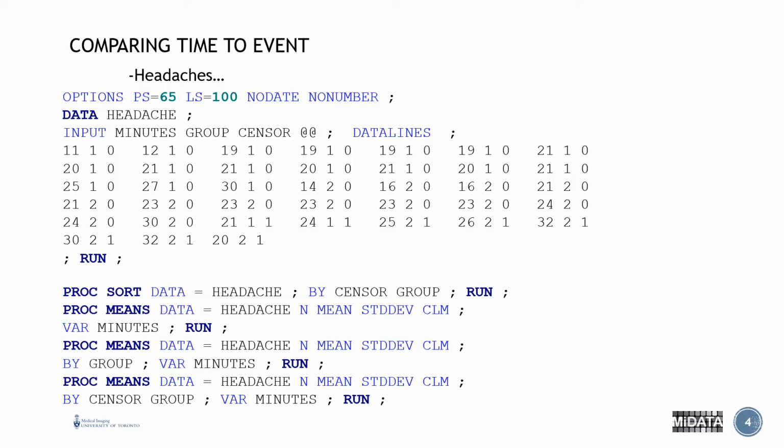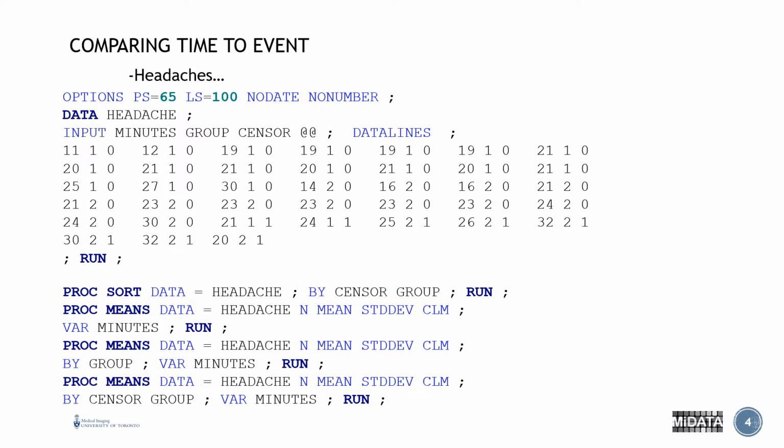Let's have a look at an example. In this case, I'm going to look at comparing the time to an event, so time to event. In this case, the event is headaches. So you will see on the top half of the slide here is the data set. It's called headache. We have, of course, our outcome, which is time in minutes. We have our group, and we have now a censor, what's called a censor.